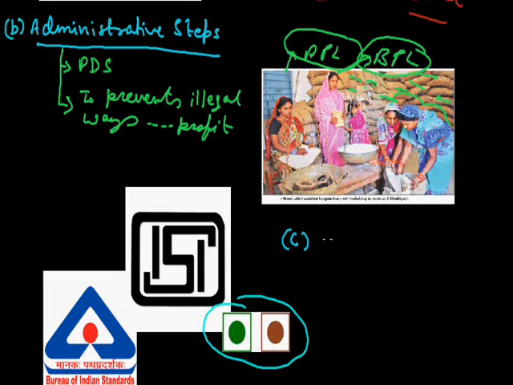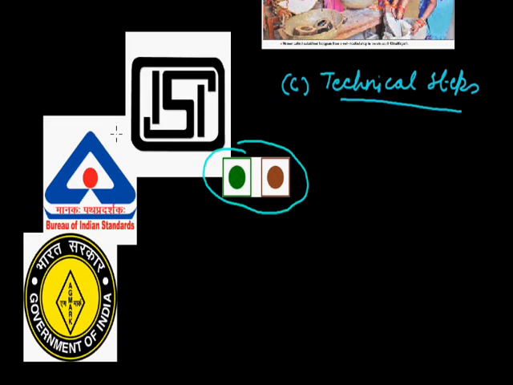See, and that is the technical steps. Here various agencies develop standards of various products and check and certify whether the product is according to the standard or not. In India especially we have two agencies working on it. Obviously the first one BIS and ISI.